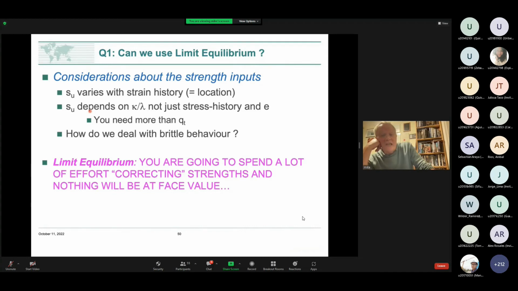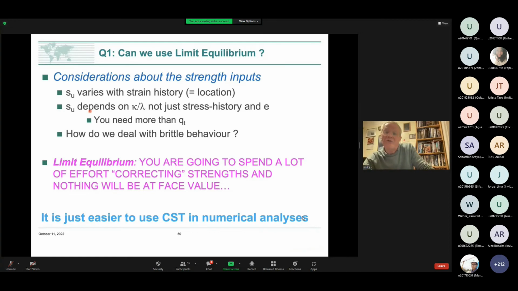So my view is, if you want to argue for limit equilibrium, first off, you've got an obligation to demonstrate it works on these case histories, but you're going to spend a lot of time correcting inverted strengths, and nothing will be at face value. Whereas if we use the critical state methodology in numerical analysis, everything's at face value. As I've shown you, I've taken you through the inputs. I've done no manipulation. I've made no funny things I can't explain, and we nail it.